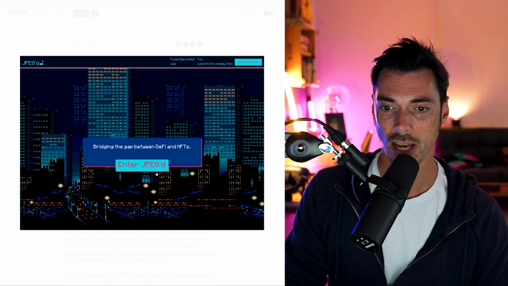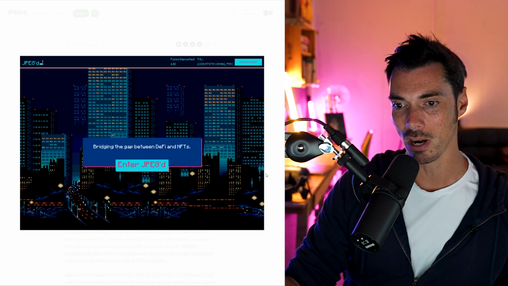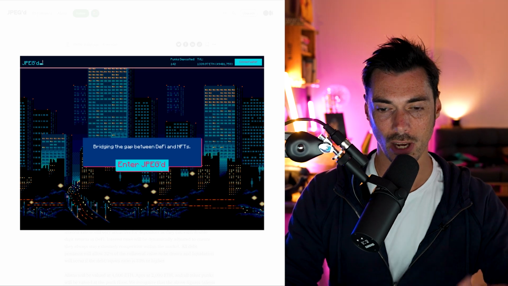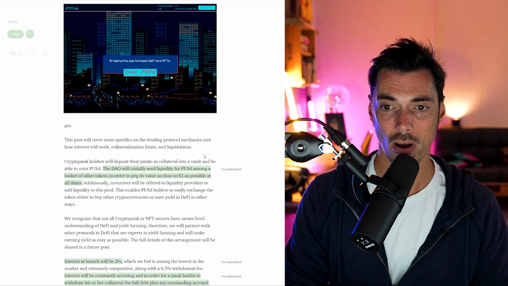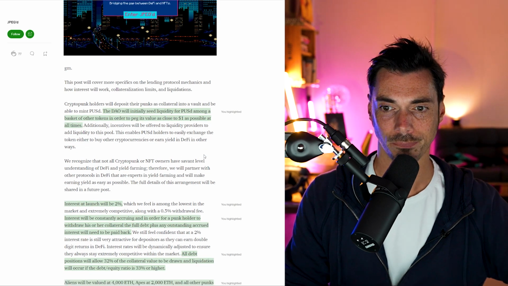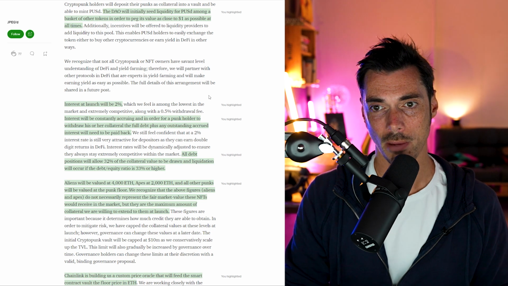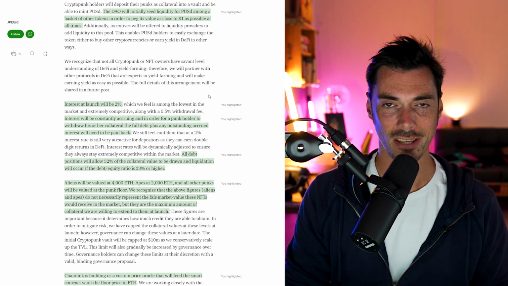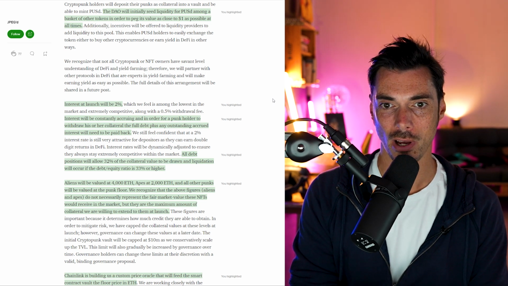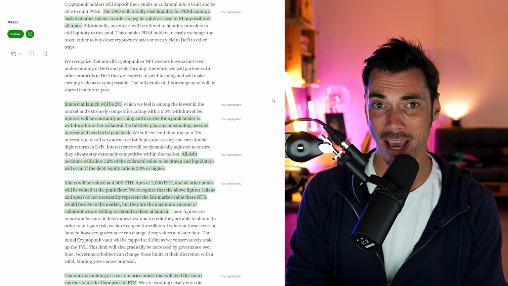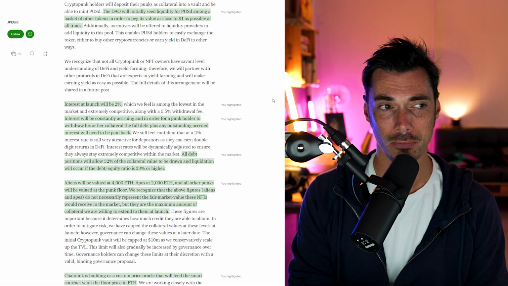So here we are. Enter JPEG, bridging the gap between DeFi and NFTs. And if you've seen 88 miles per hour's design work, it's kind of like that, pixelated, very much in the vibe of JPEGs and NFTs. So here are some of the key points. CryptoPunks holders will deposit their punks as collateral into a vault and be able to mint PUSd. And the DAO would initially seed liquidity for PUSd among a basket of other tokens in order to peg its value as close to a dollar as possible at all times.